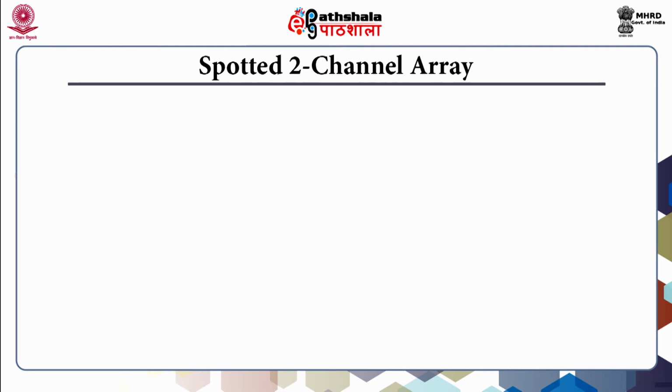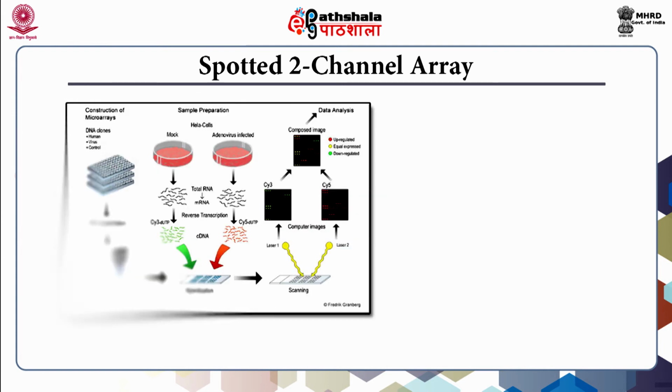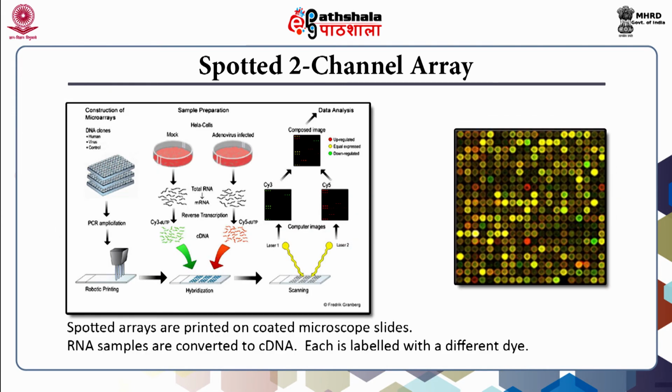A spotted two-channel array has been utilized to understand the general difference between a standard mock series of cells, which are HeLa cells, and adenovirus infected cells, from where the total RNA has been extracted. The reverse transcription has generated the cDNA, which has been labeled by two different dyes, Cy3 and Cy5. The Cy3 is the green color dye, whereas the Cy5 is the red color dye.